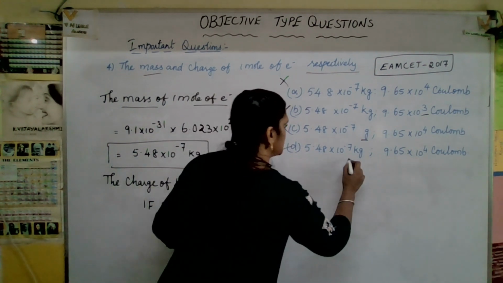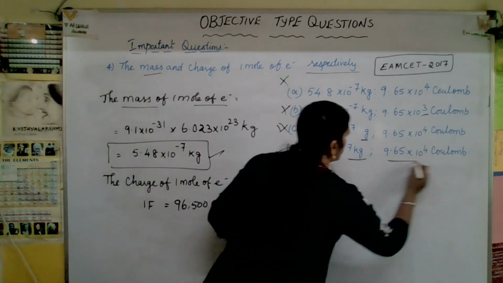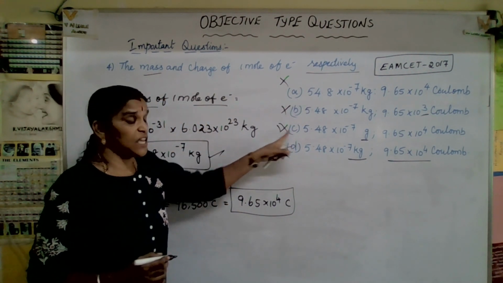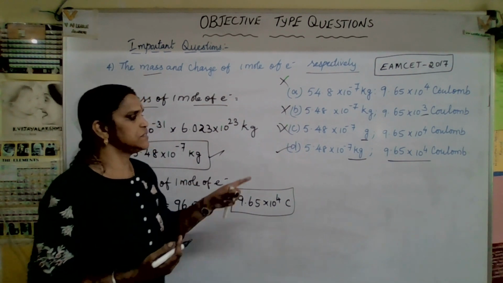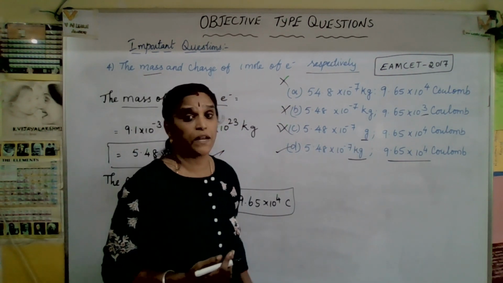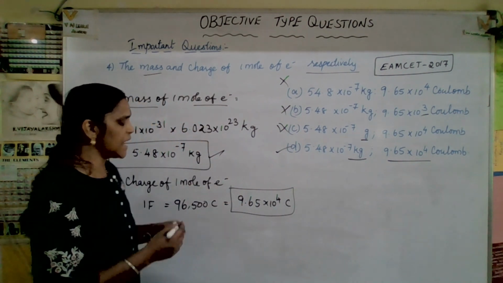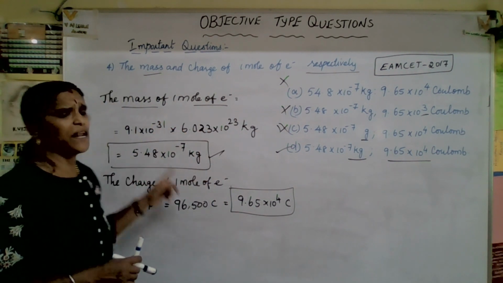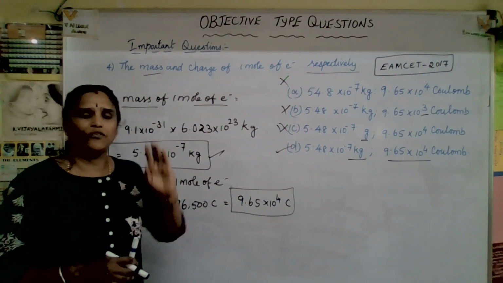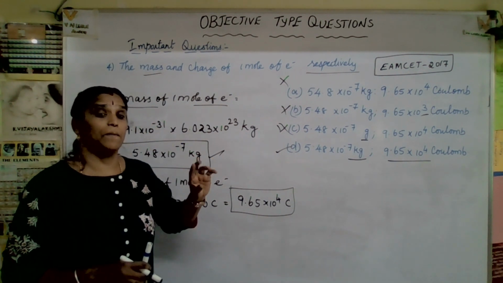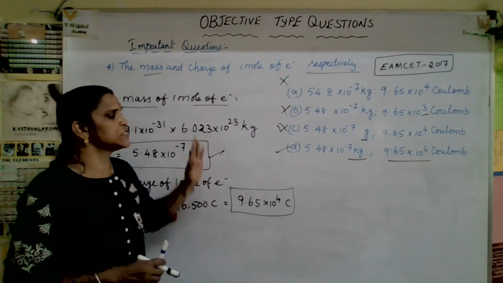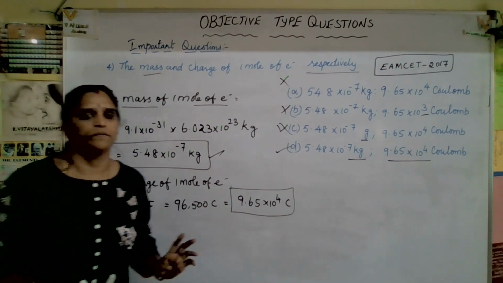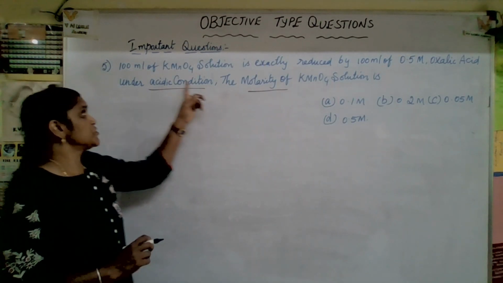5.48 into 10 to the power of minus 7 kg and 9.65 into 10 to the power of 4 coulomb. Generally, as we look, C is the correct answer, like that we can just go for it. But you see that the unit is also very important. I hope you got a clear idea, and it is very simple. See, you should use it in a logical way. These are all memory based questions. If you know the tricks and tips and the memory part, automatically you will crack all those sums clearly. I hope you got a clear idea about this question, and let us go for the next question.